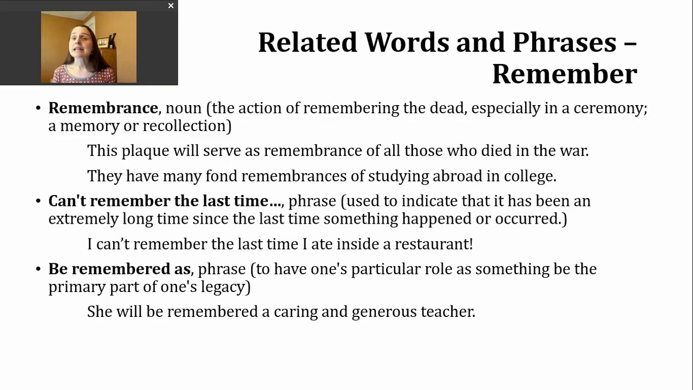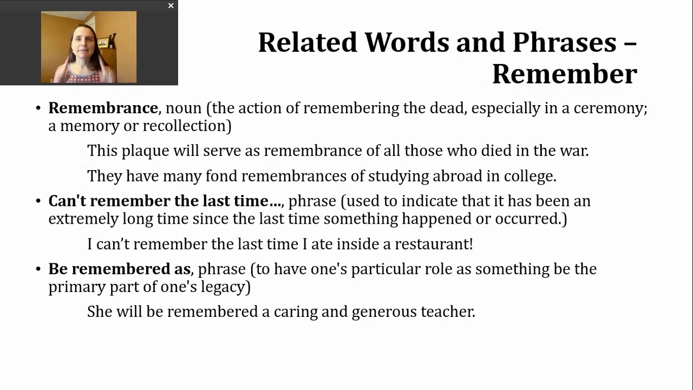Next, let's take a look at some words and phrases that are related to our verb remember. The first word we're going to look at today is the word remembrance. This is a noun. It can have a couple different meanings. The first definition or way that you might hear it used is to mean the action of remembering the dead or the deceased, especially if that's done in a particular ceremony. Let's look at an example sentence. This plaque will serve as a remembrance of all those who died in the war.